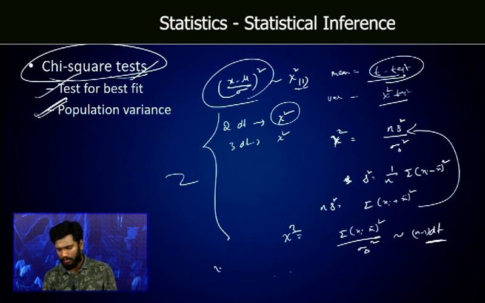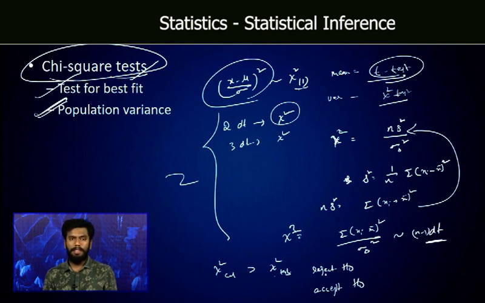Now, the calculated chi-square: if it is greater than the chi-square table value with n minus 1 degrees of freedom, then we will reject the h naught. Otherwise we will accept the h naught. If chi-square is less than the chi-square table value, we will accept the h naught. So these are the two important tests based on the chi-square distribution: the test for best fit and the test for the variance of the population.